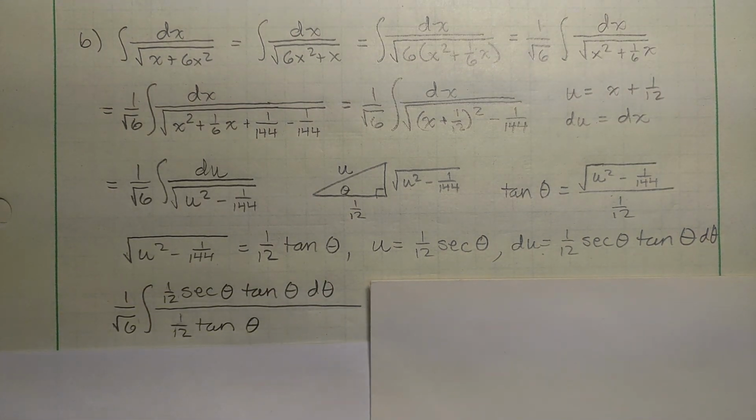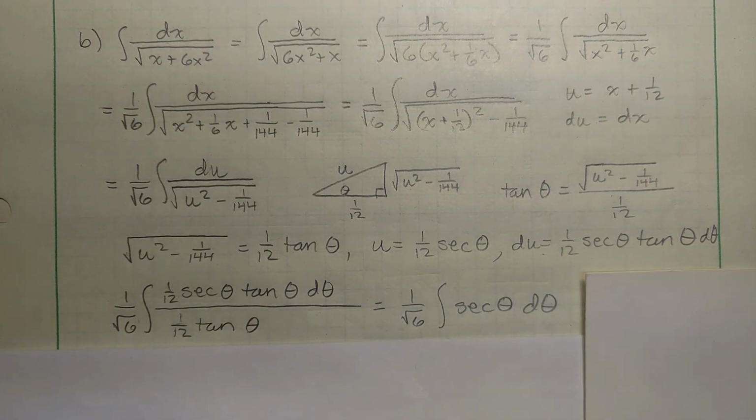And so I've got my 1 over radical 6. My numerator is my 1/12 secant theta tangent theta d theta. My denominator is 1/12 tangent theta. From here, notice my tangent thetas cancel and my 1/12 cancel. So I'm just looking at 1 over radical 6 times the integral of secant theta d theta.